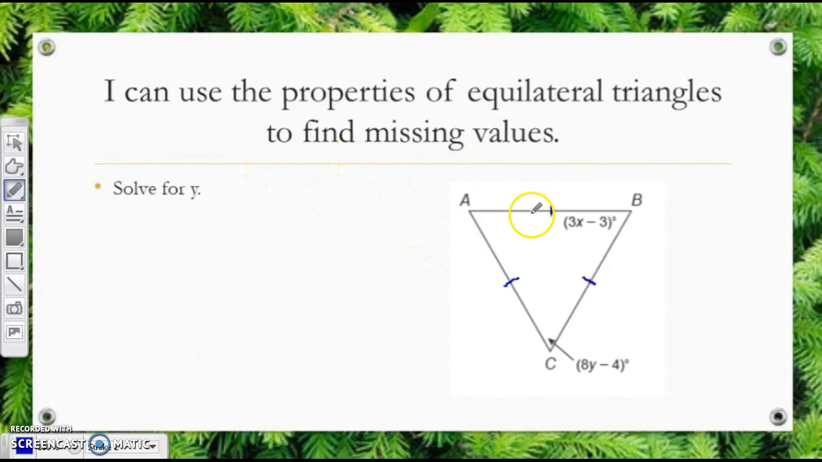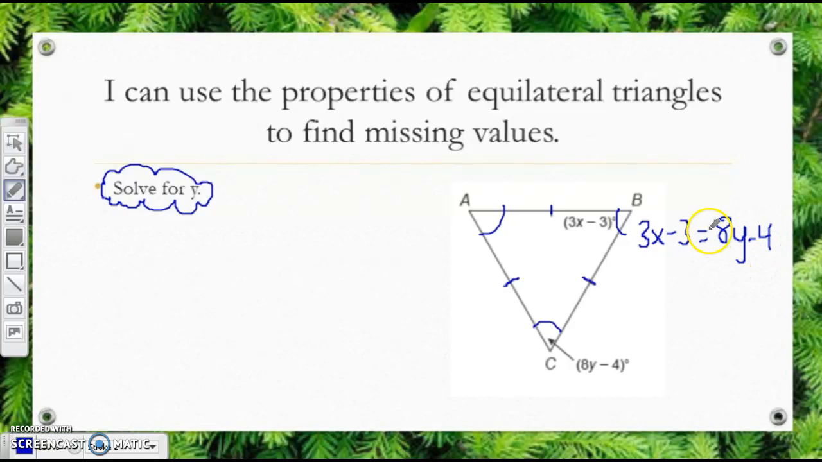So now that I do know it's an equilateral triangle, I know that all the angles are congruent. But here's the deal. I'm trying to solve for y. So if I take these two angles and I set them equal to each other, which is what a lot of people try to do, notice in your equation you have x's and y's. You're not going to be able to solve that equation. It's not going to work.